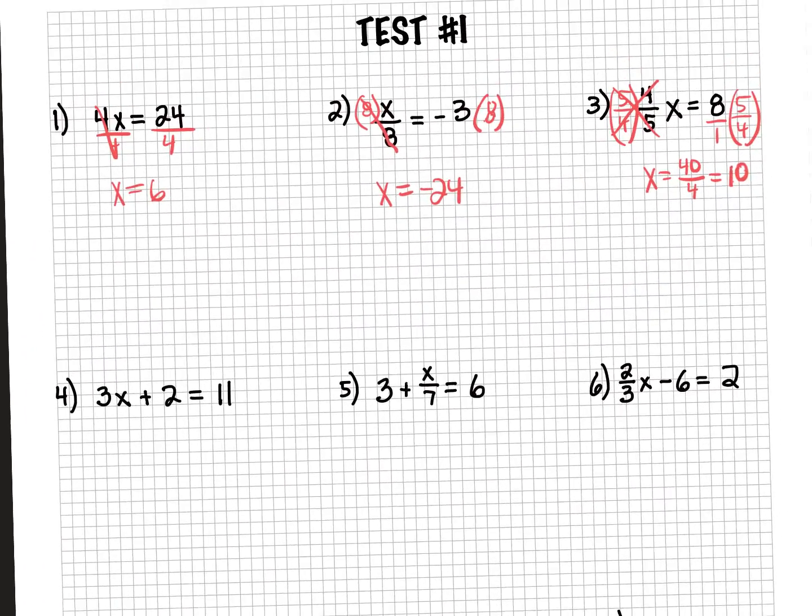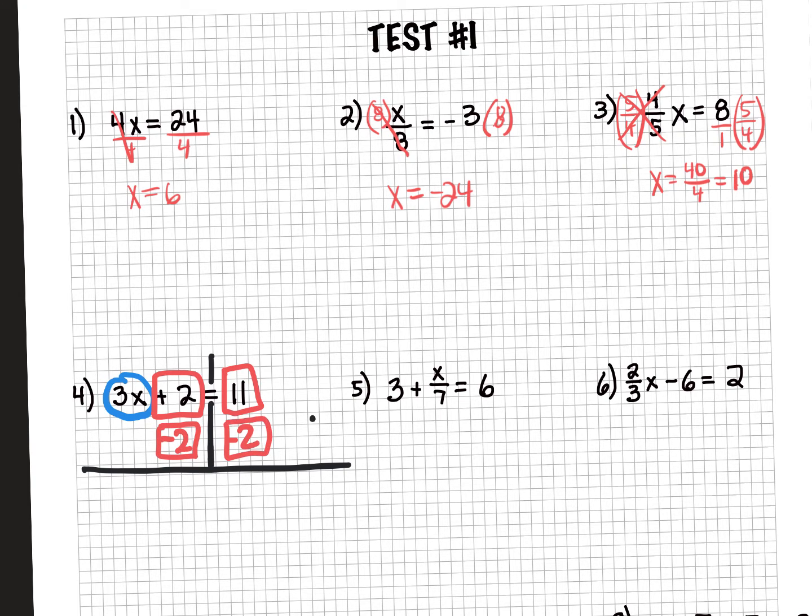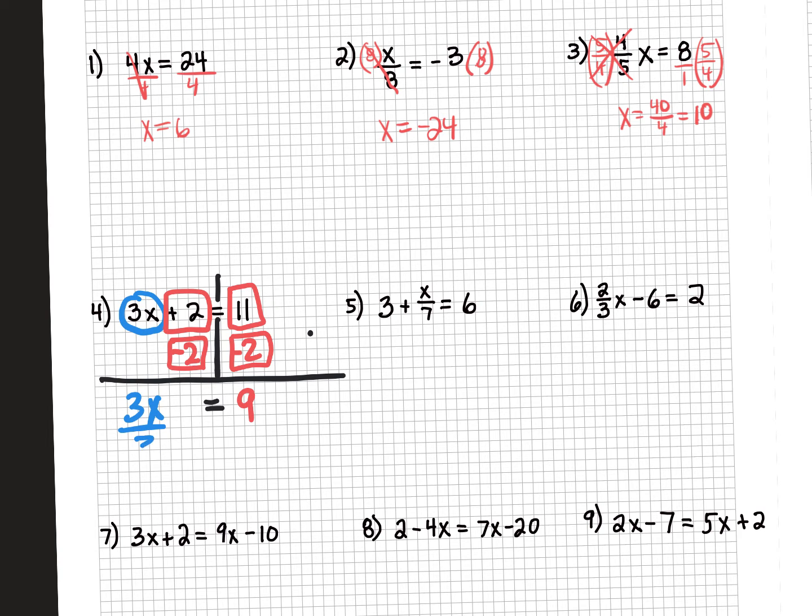All right, next problem. 3x plus 2 equals 11. There's a letter term and a number term, and I'm going to make my basketball court. The 2 needs to leave, so negative 2, negative 2. 3x equals 9. Then I'm going to divide by 3. X equals 3.